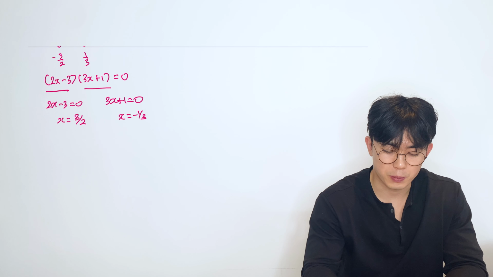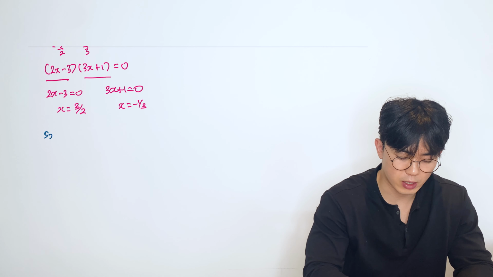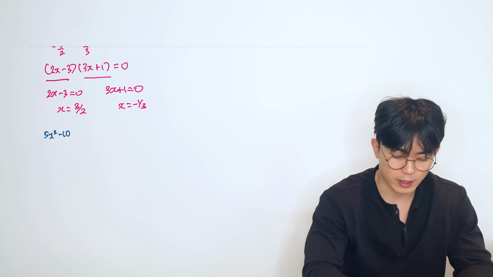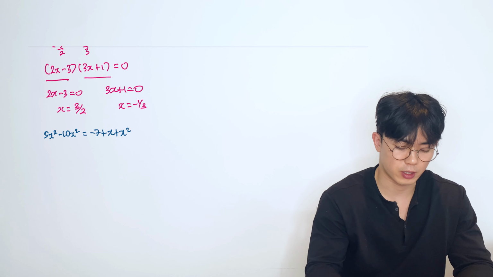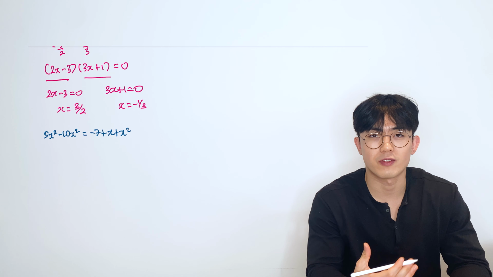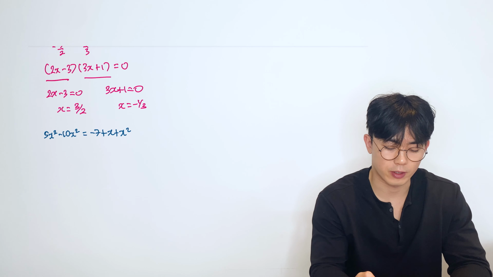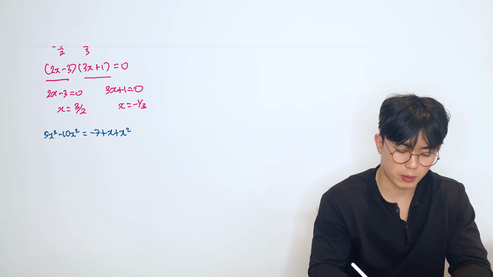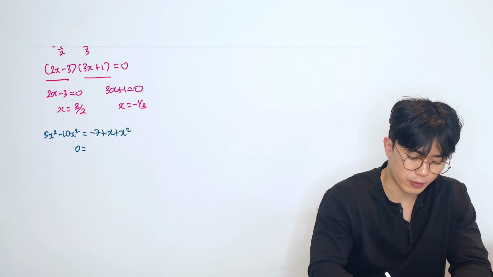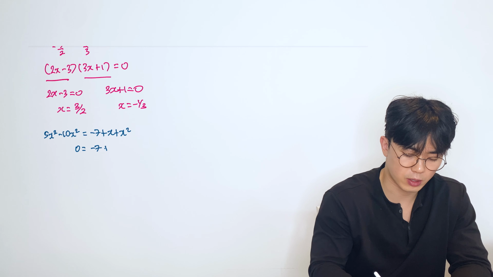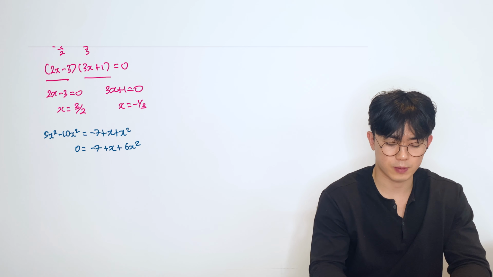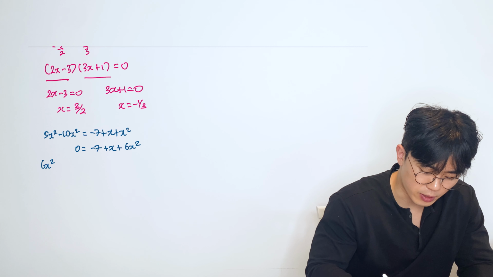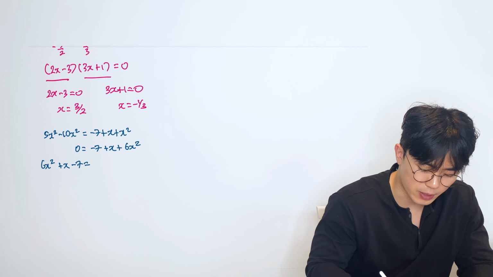Let's try another example. So let's try maybe 5x squared minus 10x squared is equal to minus 7 plus x squared. Okay. So first things first, we want to rearrange it to get something equal to 0. So maybe if we move it to the right hand side, we'll have 0 is equal to negative 7 plus x plus 6x squared, like this. So I can rewrite that as 6x squared plus x minus 7 is 0.